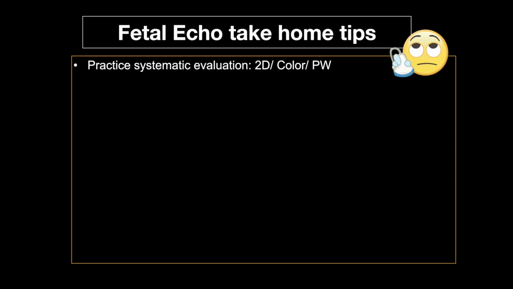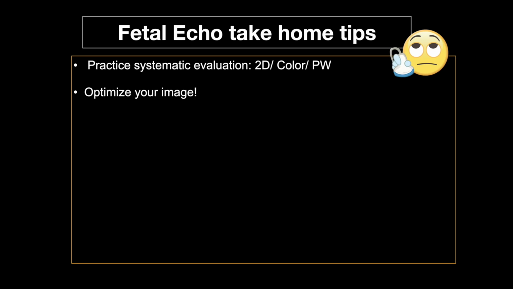I think the take-home points I wanted to talk about is to really practice a systematic evaluation, of course, to remember the sequential approach, but also, as I mentioned, focusing on doing your 2D first, then color, then pulse wave is a really good strategy to make sure that you're looking at everything in a systematic fashion. And I always prioritize 2D first. I want to make sure I see everything well in 2D. I use color and pulse as my supplements.